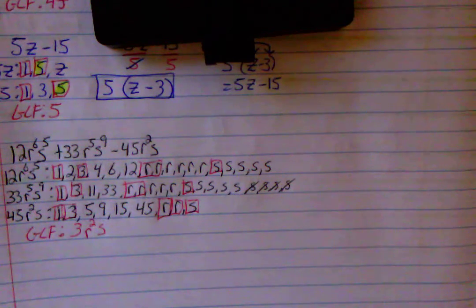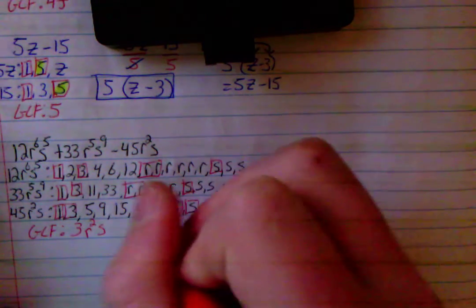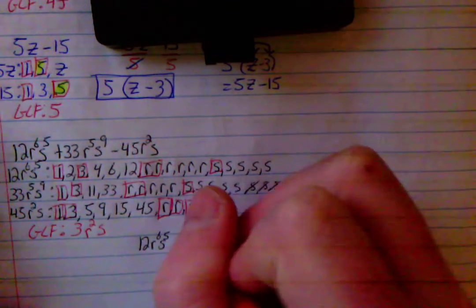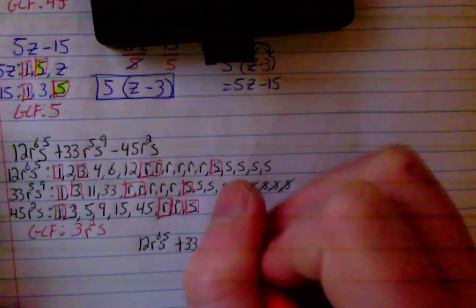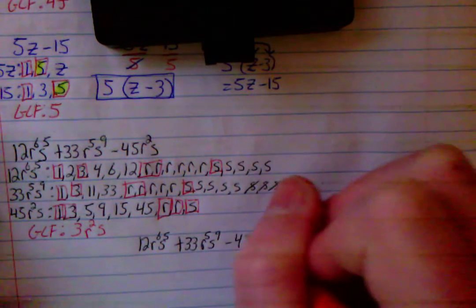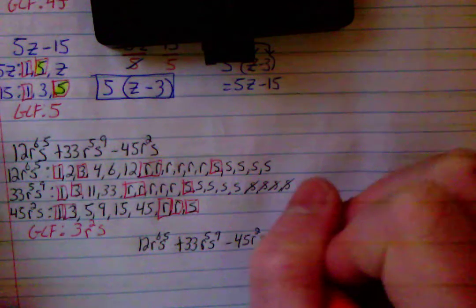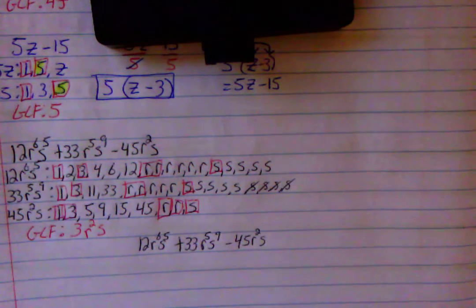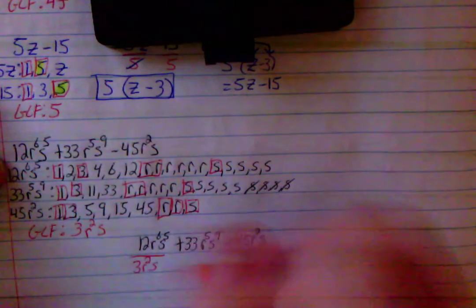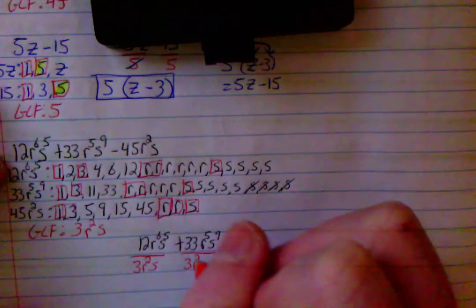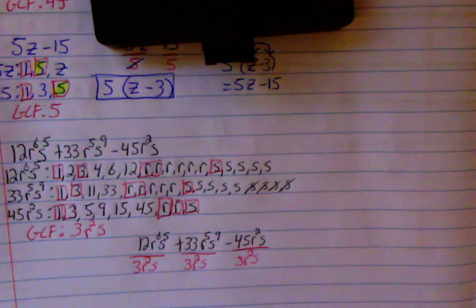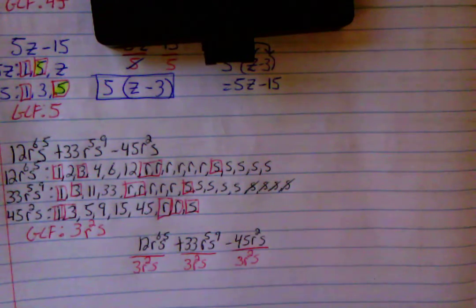So what I'm going to do next is take 12r to the 6th s to the 5th plus 33r to the 5th s to the 9th minus 45r squared s. And I'm going to divide that by our GCF, 3r squared s. Now when I say divide, I mean I'm going to divide each term in the polynomial.